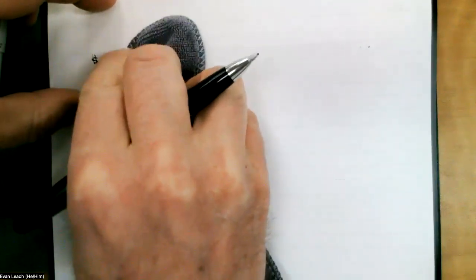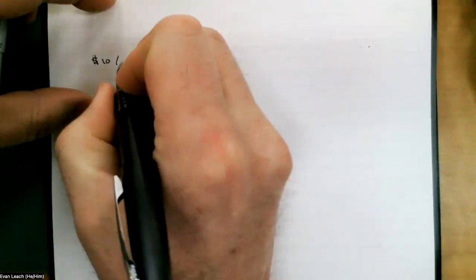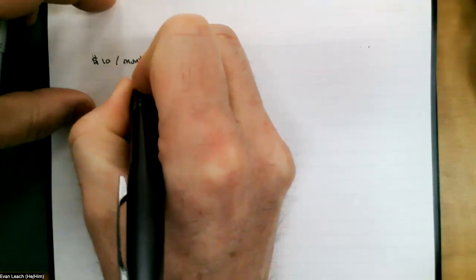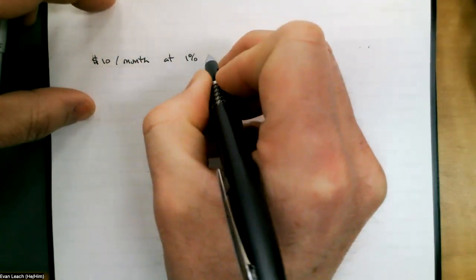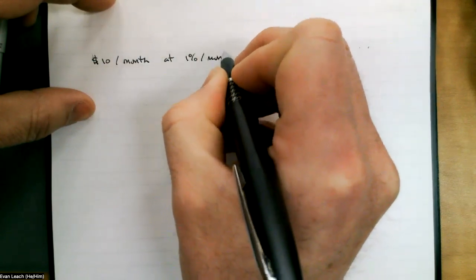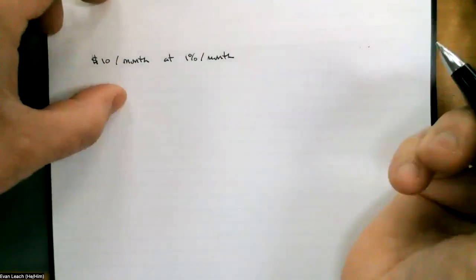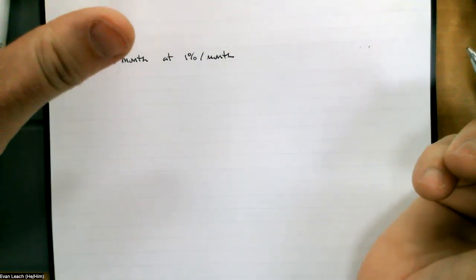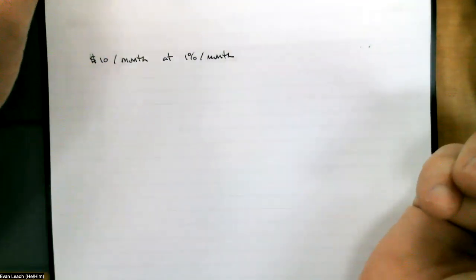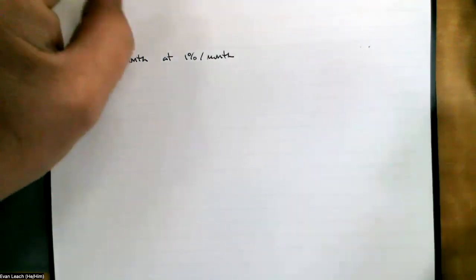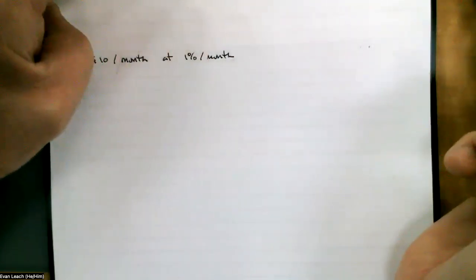Spelled month wrong. Nominally, this would be like 12% per year, which is kind of a lot, but it's not that far off of, say, 10% per year, which is your long run average. Just like very simple things.